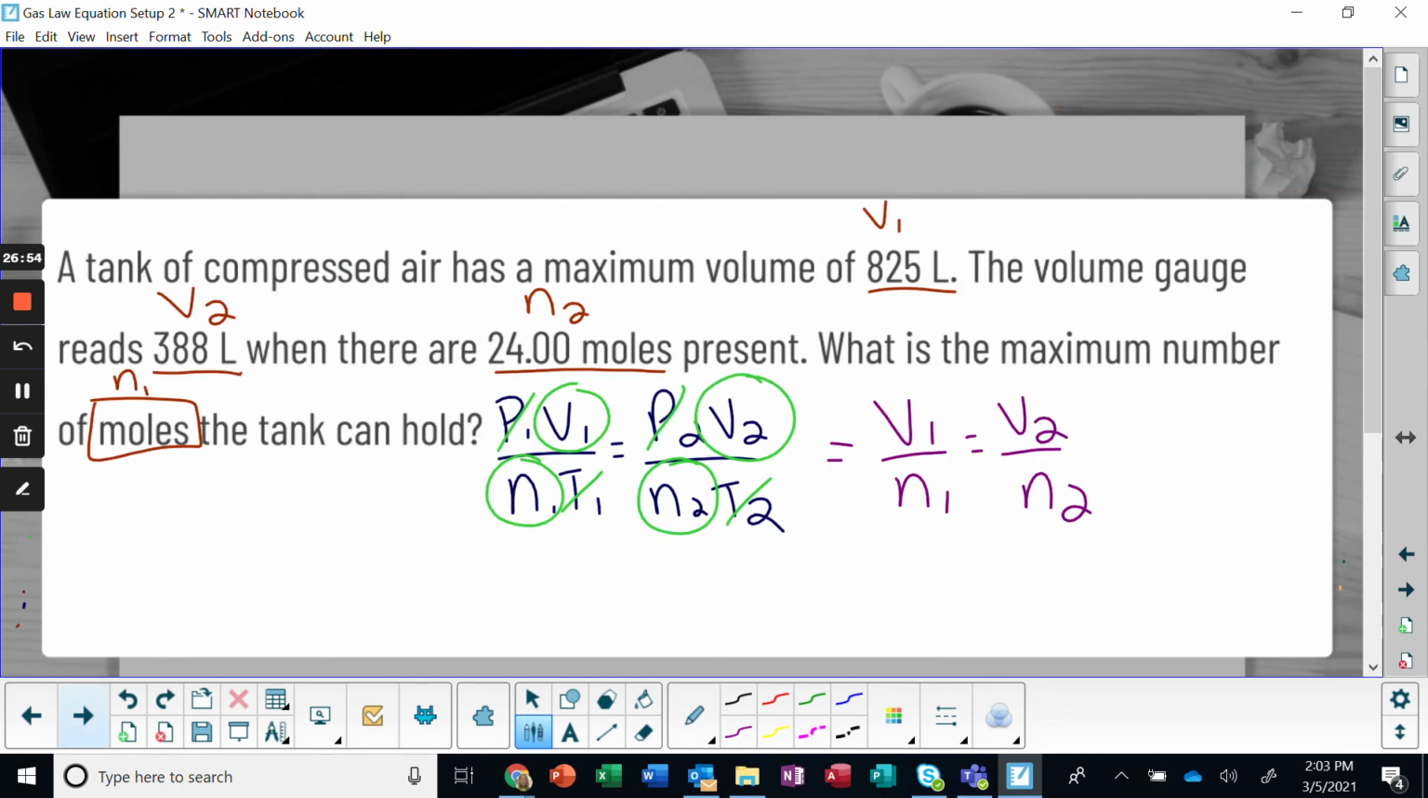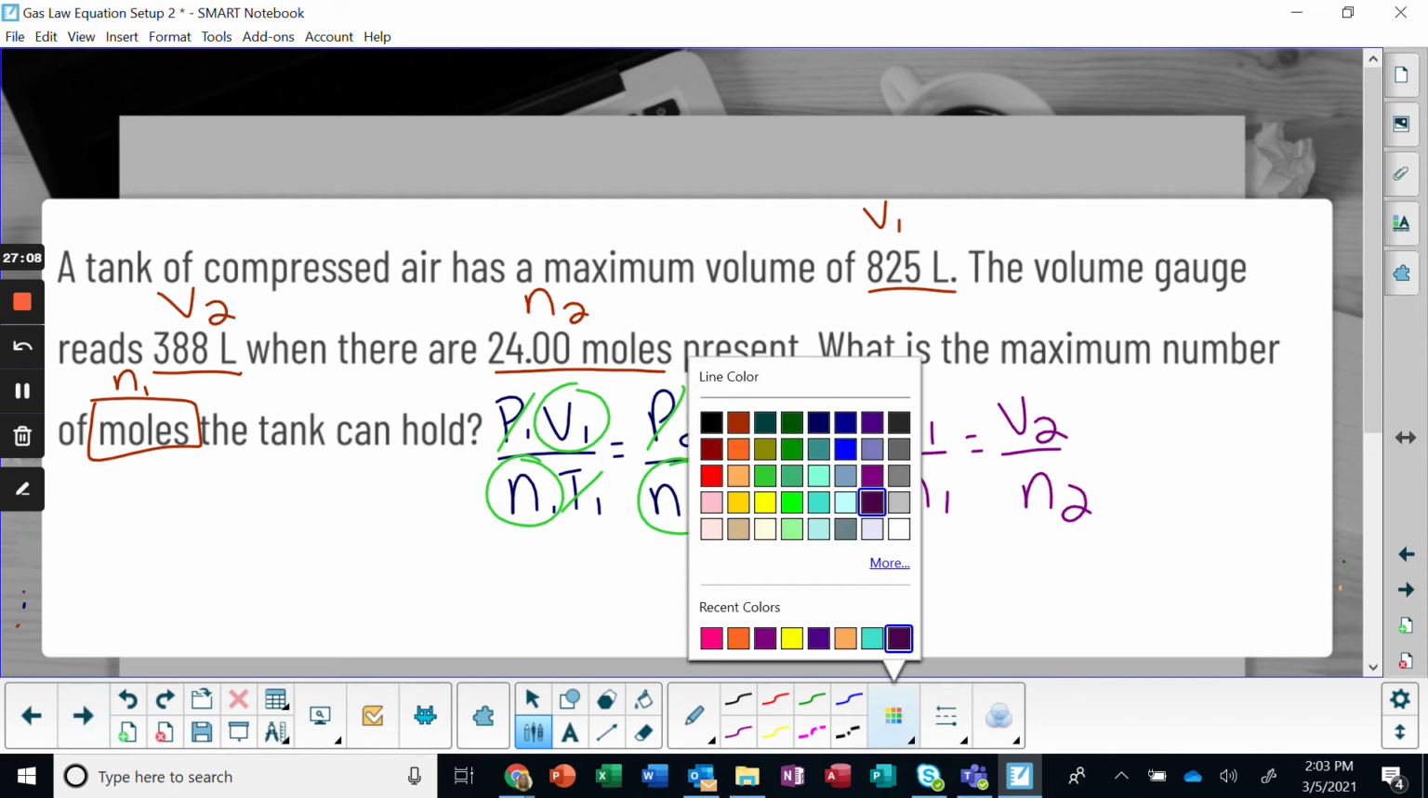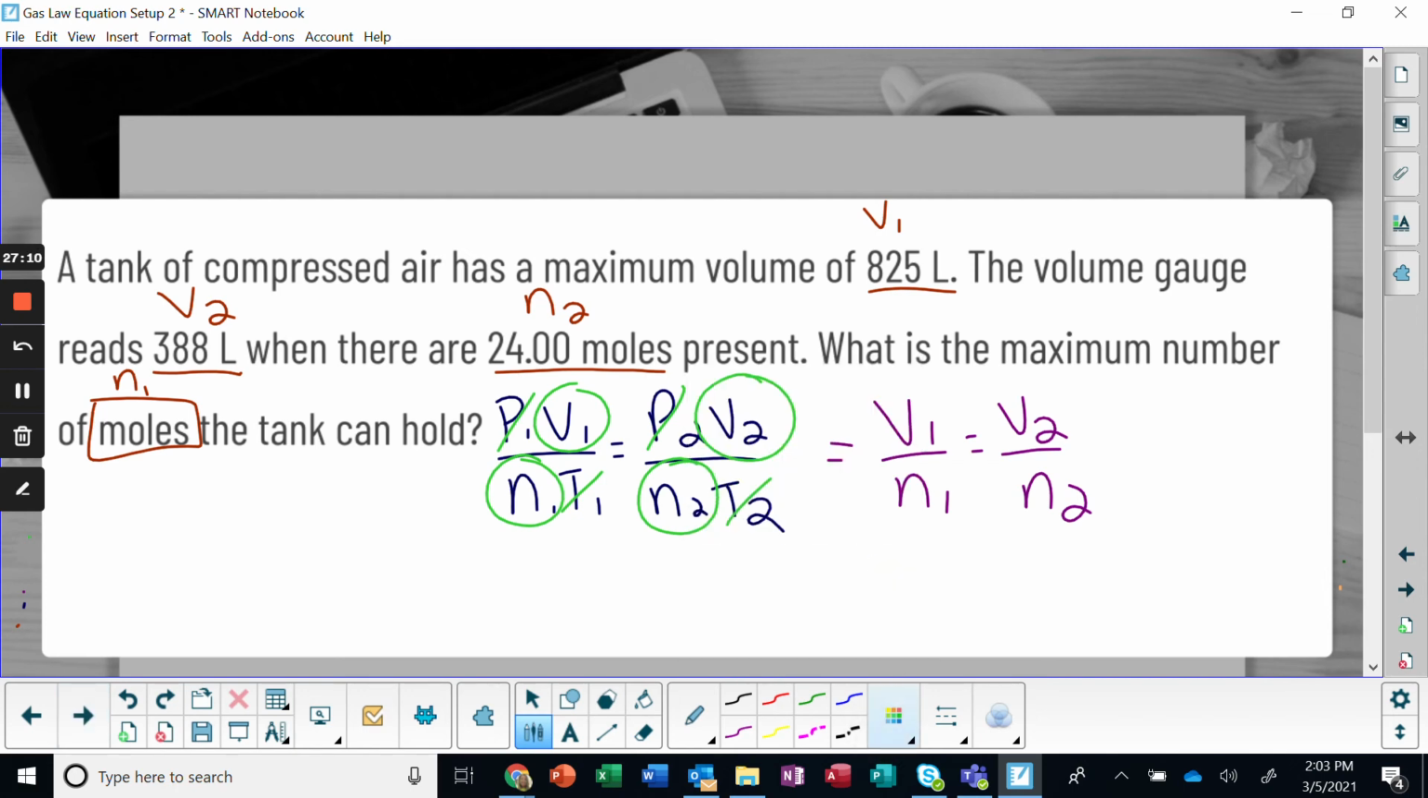All right. So a tank of compressed air has a maximum volume of 825 liters. The volume gauge reads 388 liters. When there are 24 moles present, what's the maximum number of moles the tank can hold? Plug it in and solve it.